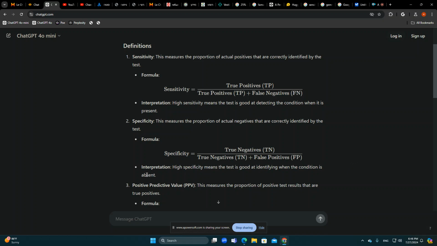I think it's much better to think about it how I told it. Sensitivity: if the sensitivity is high and the test is negative, the patient is negative. Specificity: if the specificity is high and the test is positive, probably that patient is positive. I think it's better than saying high sensitivity means the test is good at detecting the condition when it's present. High specificity means the test is good at identifying when the condition is absent.